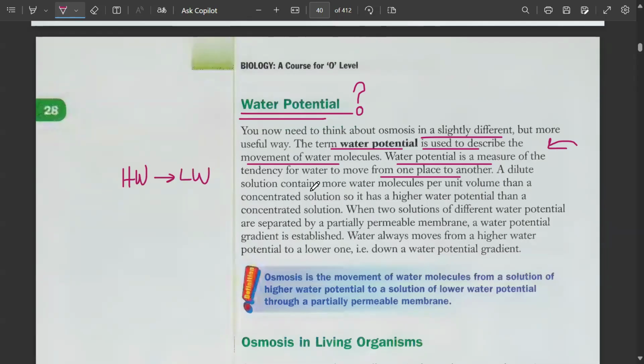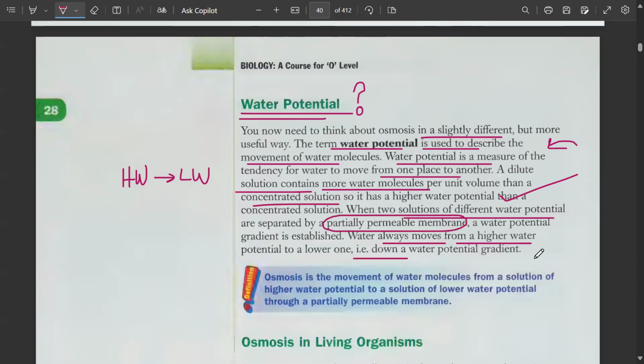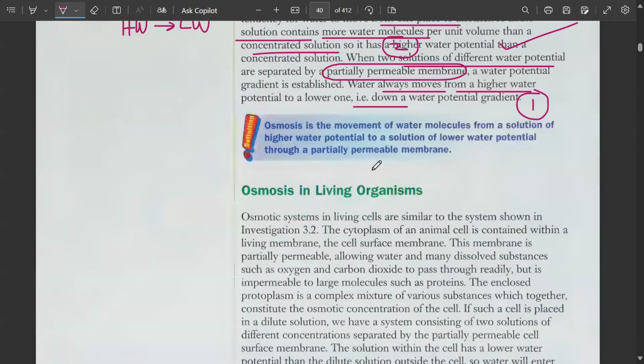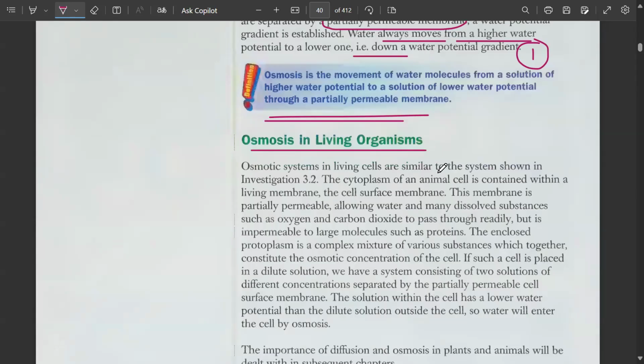A dilute solution contains more water molecules than a concentrated solution. So here, when the two solutions have different water potentials, water is always going to move from a higher water potential to a lower one, down the concentration gradient, and through a partially permeable membrane, which is the definition of osmosis as well.